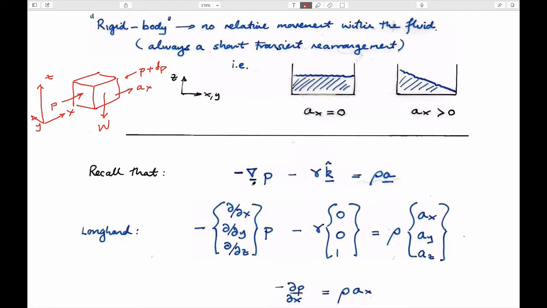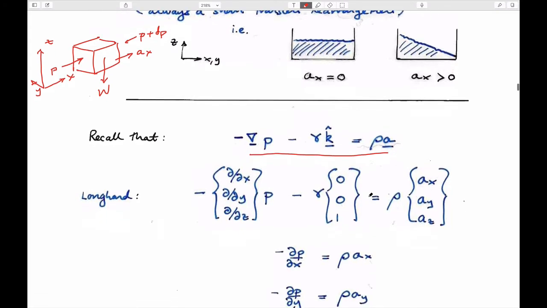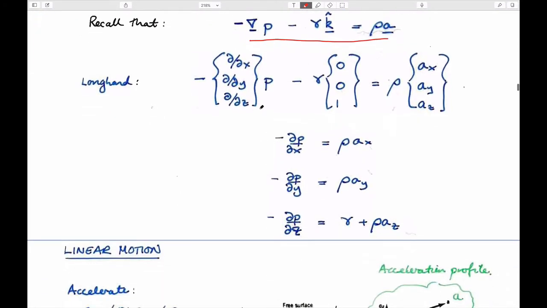This is how the book looks at it in compact form. We don't really use it that way. This is how we've looked at it in our compact form. But if you're more comfortable writing these out as individual equations, we have three equations: one for behavior in the x direction, one for accelerations resolving forces in the y direction, and one for the z direction, which is vertically, positively upwards. And those are the three expressions we have here.